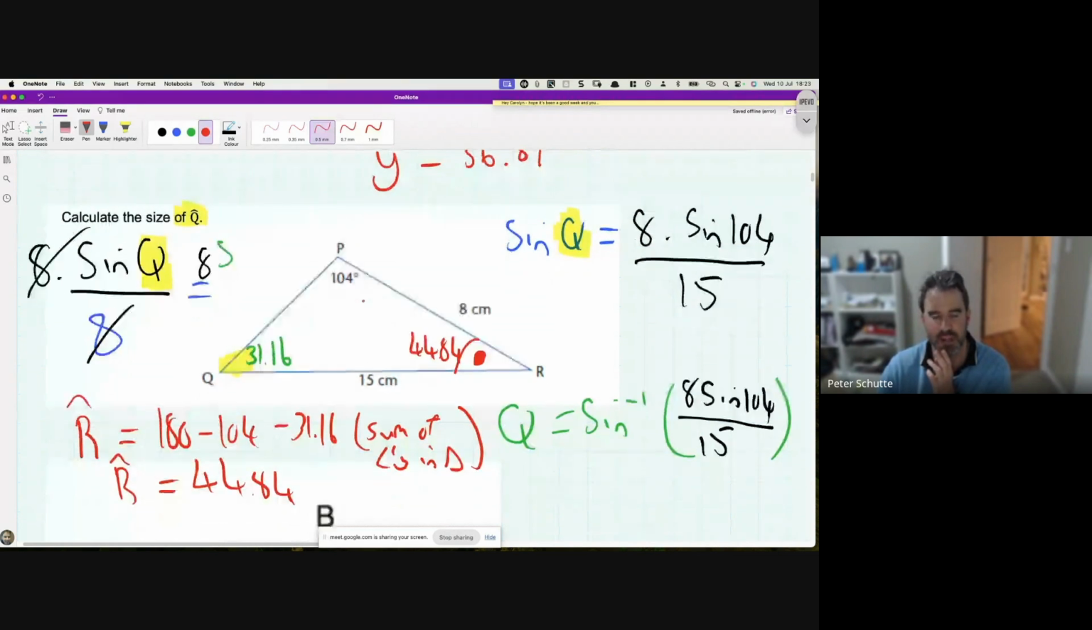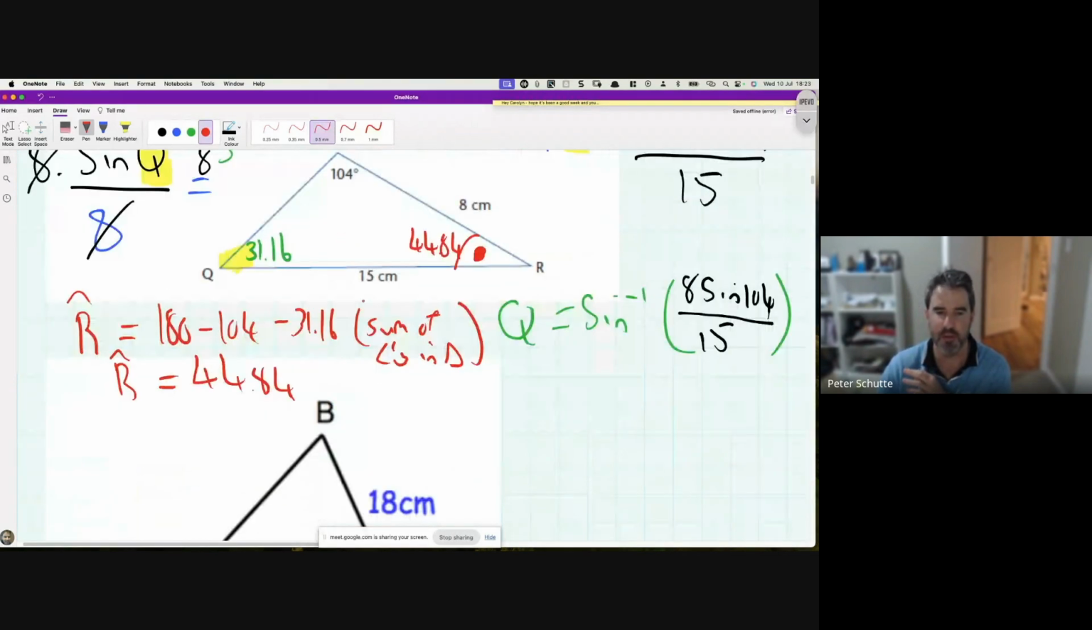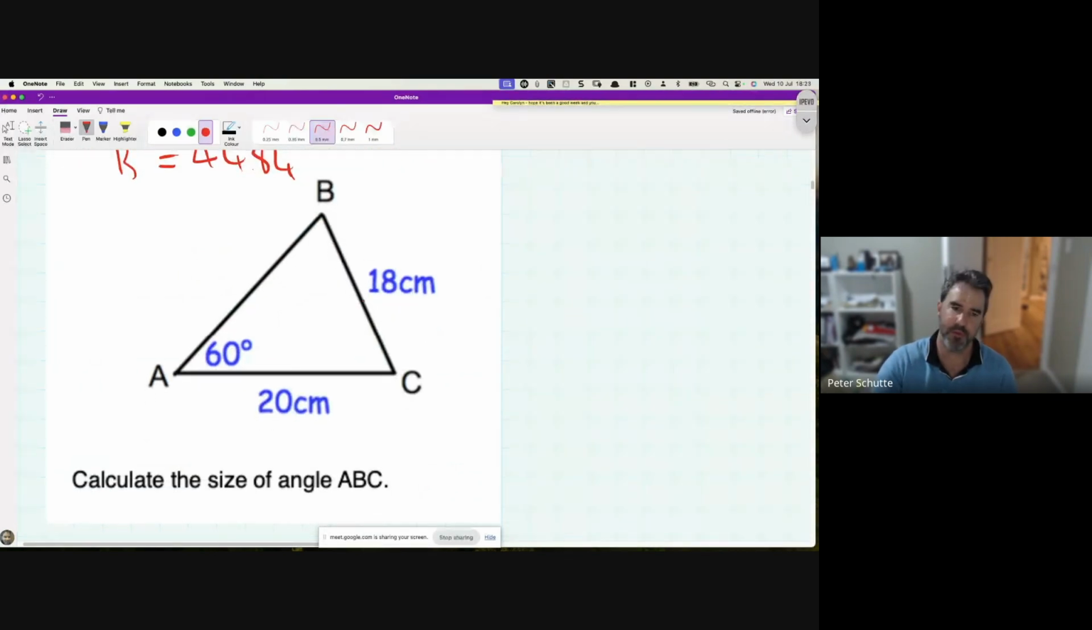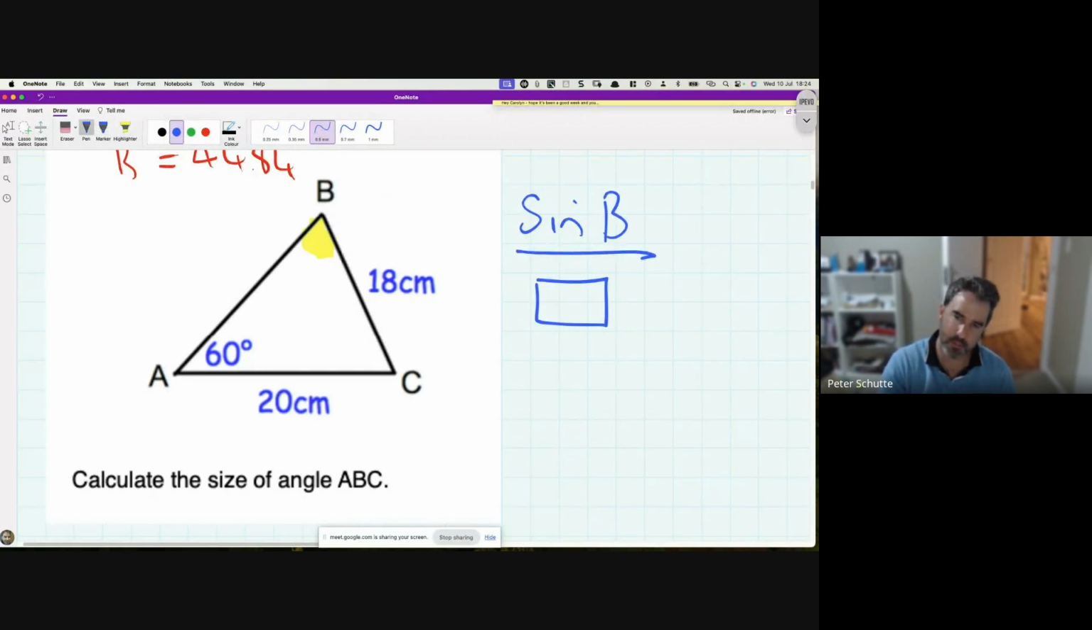Okay, so we need to practice this a bit more. So that's fine. Let's do another one. If we look at this example, I want to find angle ABC or just this B up here. So I'm going to start by writing the sine of B. What is going to be below that thing? What is going to be below that if I'm using the sine rule? It has to be the 20, yeah, because that's the side that is opposite.